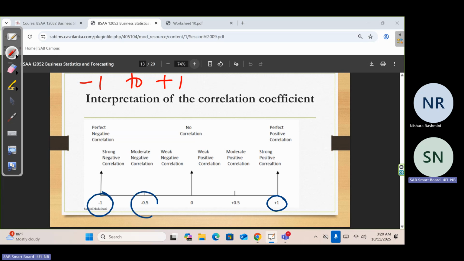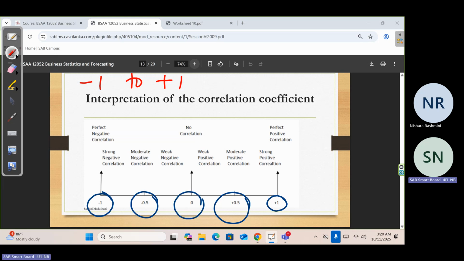If the R value is -0.5 or +0.5, then here 1 is the maximum value, half is 0.5. Okay, then we can say moderate positive or moderate negative. There is a moderate linear relationship. It's not the perfect, it's not the strong one, but it is a moderate one. Understood? 0.5.